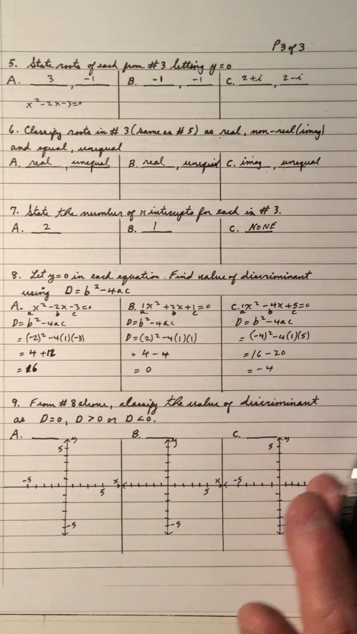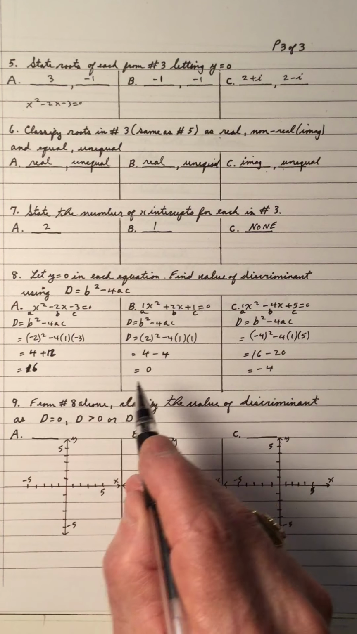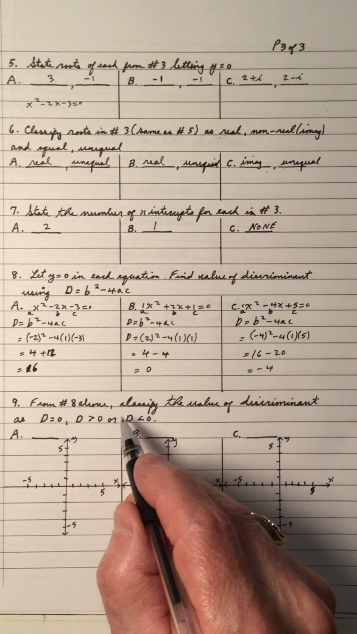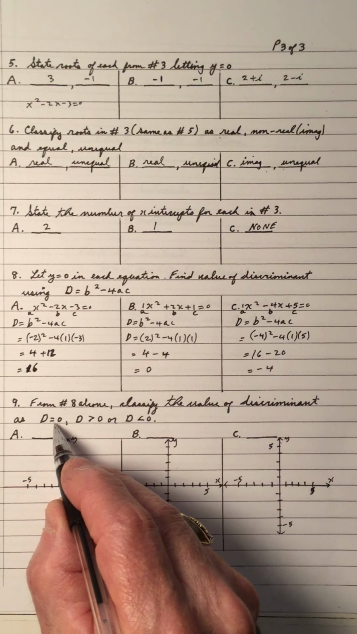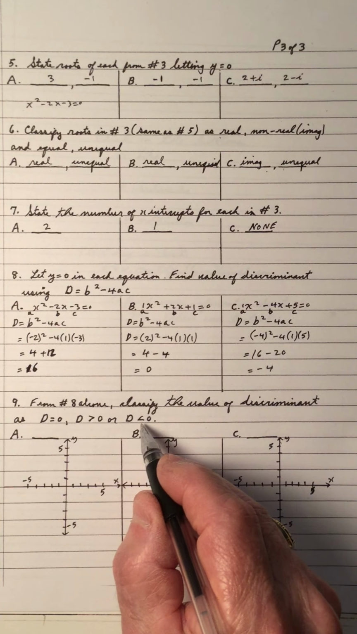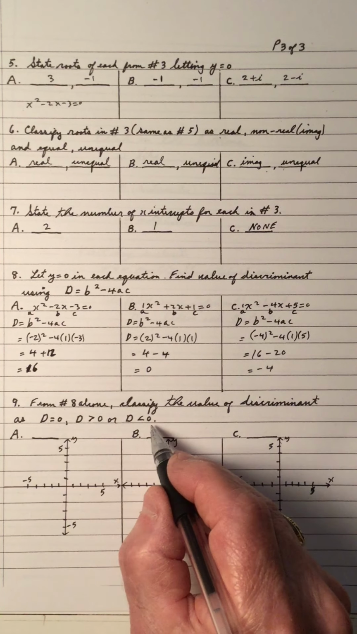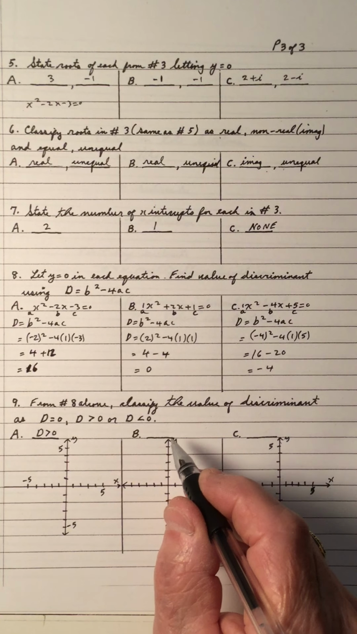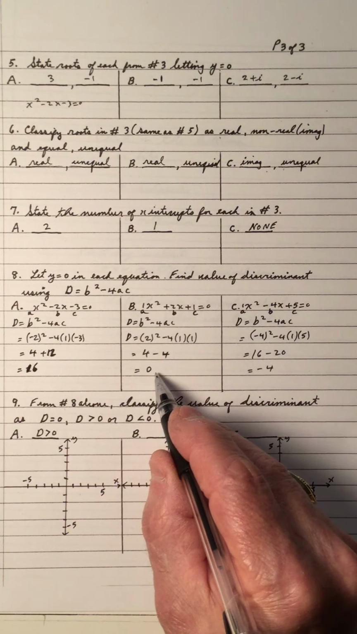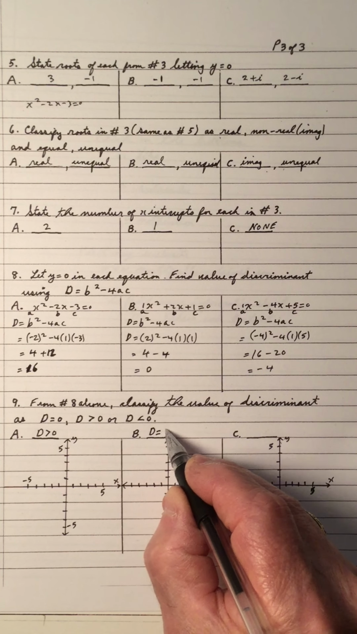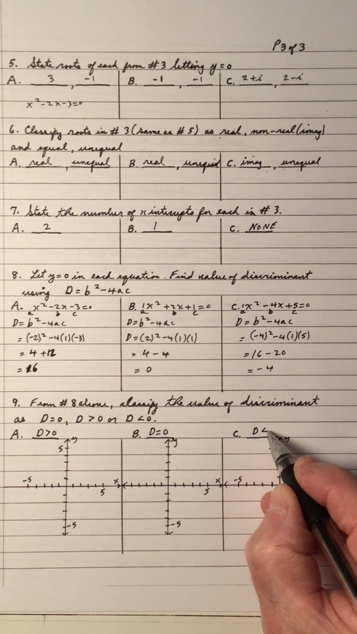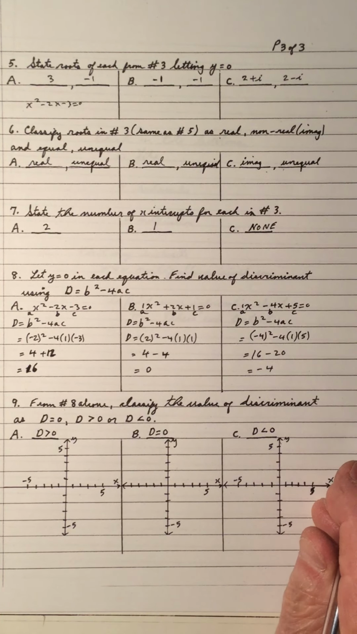Here we are, and answer the question. So we got a 16 for the discriminant, 0, and a negative 4. From number 8 above, classify the discriminant as d equals 0, d is greater than 0, or d is less than 0. So in A, d is 16, and 16 is greater than 0. In B, d is equal to 0. In C, d is negative 4, so d is less than 0. So, what am I getting at?